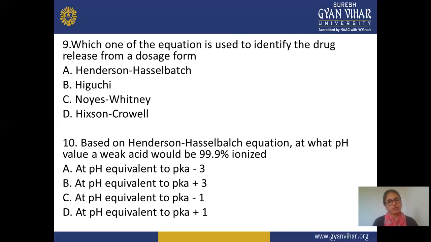And in the last, the tenth question, based on the Henderson-Hasselbalch equation, at which pH value would a weak acid be 99.9% ionized? In A option, at pH equivalent to pKa minus 3, and B is at pH equivalent to pKa plus 3, C is at pH equivalent to pKa minus 1, and D option is at pH equivalent to pKa plus 1. So these are the four options. You select any one correct option.